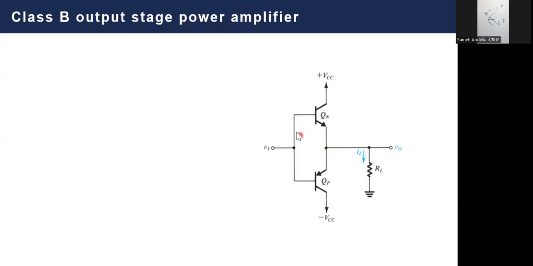So V output equals V input minus VBEN, and we call it VBEN simply because this is related to the N transistor, the QN transistor. So whenever the input increases, the output increases with a linear slope and with a shift equal to VBEN, that is this 0.5. This happens when the voltage is 0.5 or greater. What about the negative half cycle?